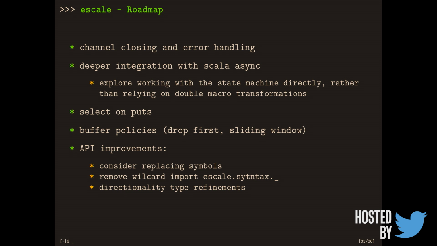But that would need a little bit more; I need to explore more of how we can hook into that. Potentially, I've heard there's a project called Scala Coroutines that might be able to work in conjunction with this. Then some other features, like I want to be able to select on puts so that I can wait until one channel is available to write on it.